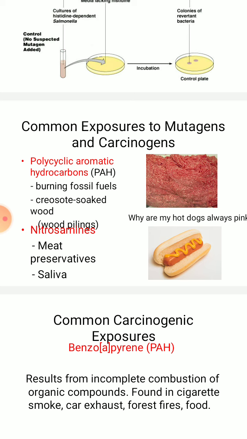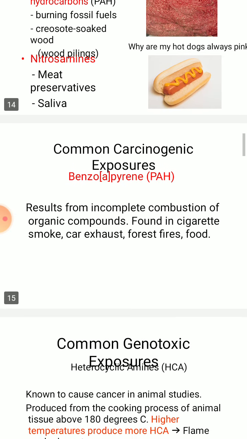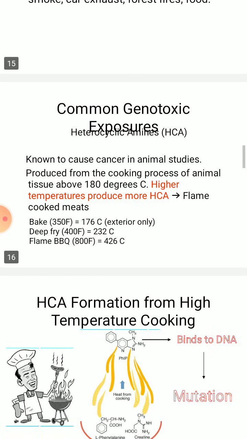Common exposure to mutagens and carcinogens: polycyclic aromatic hydrocarbons, burning fossil fuels, soaked wood pilings, nitrosamines, meat preservatives, saliva. Common carcinogenic exposures: benzopyrene. It results from incomplete combustion of organic compounds, found in cigarette smoke, car exhaust, forest fires, and food.